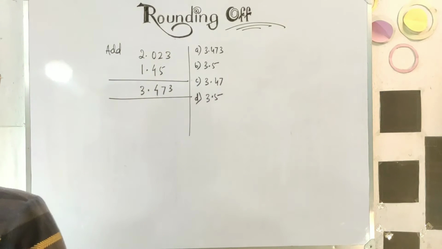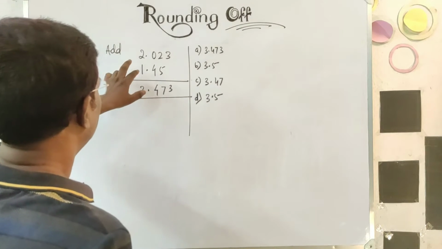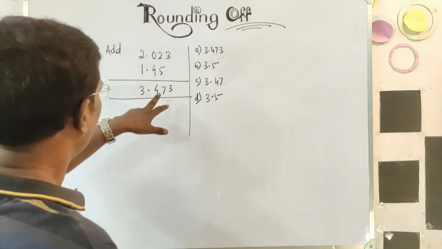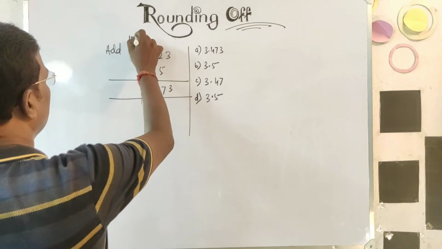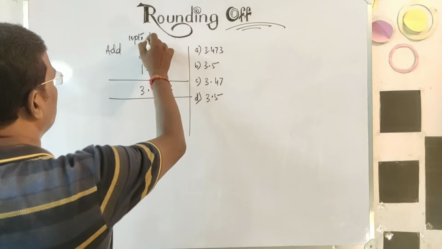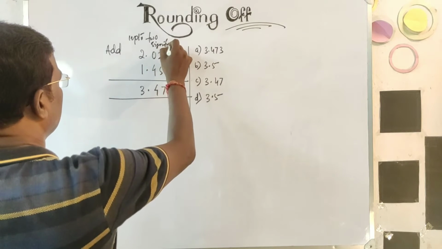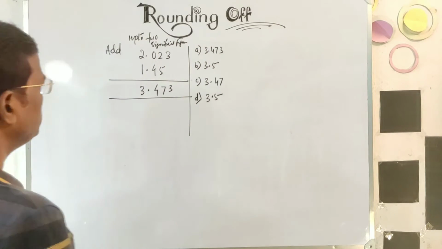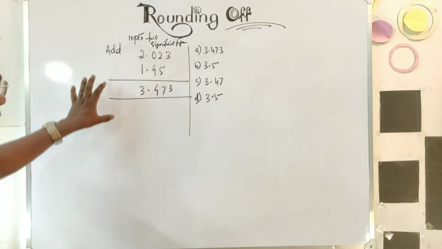Now all these 4 options will be provided to you. Now here, what do we see? What will be your answer? Now 2.023 plus 1.45 comes to 3 point something. Now you have to add and find the answer up to 2 significant figures. Here you have to find the answer. What will be your answer?